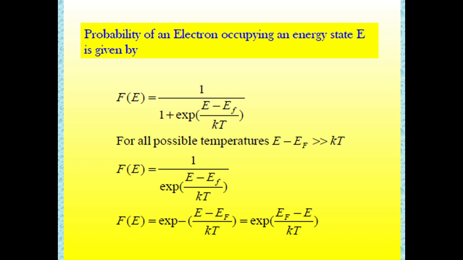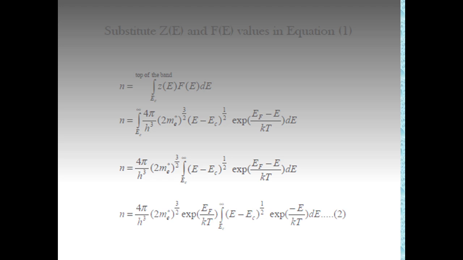The probability of an electron occupying an energy state E is given by f(E) = 1 / (1 + e^((E − EF)/kT)). For all possible temperatures, E − EF is much greater than kT. Therefore, f(E) = 1 / e^((E − EF)/kT), which is equal to e^(−(E − EF)/kT), that is, e^((EF − E)/kT).